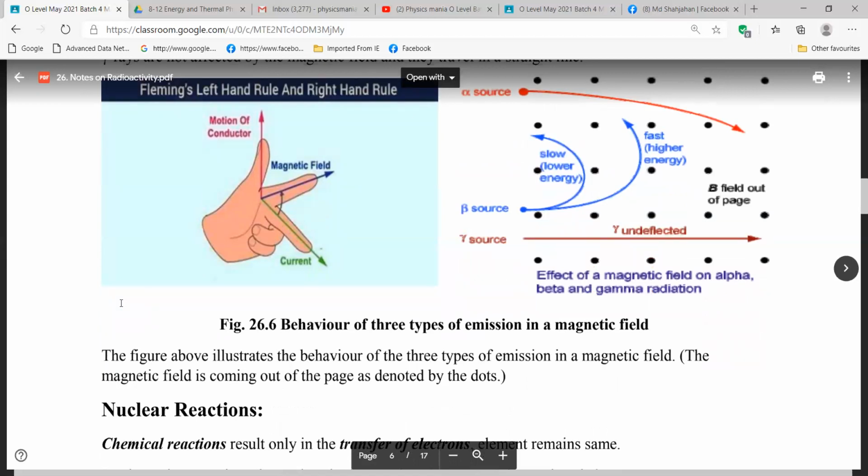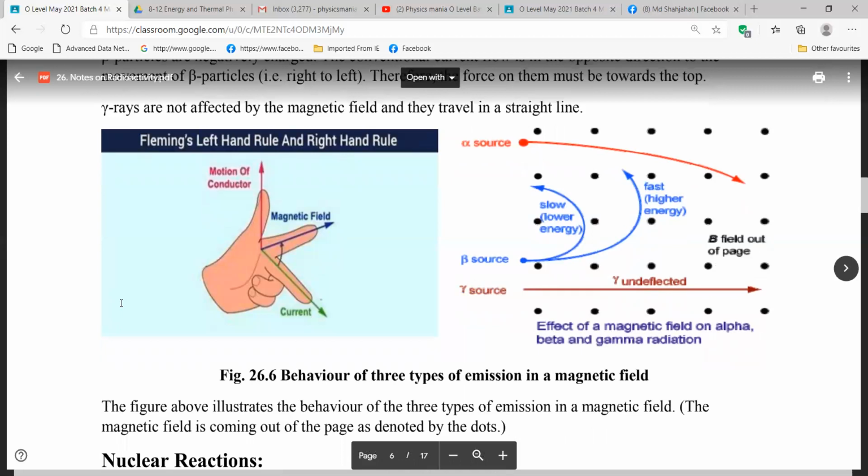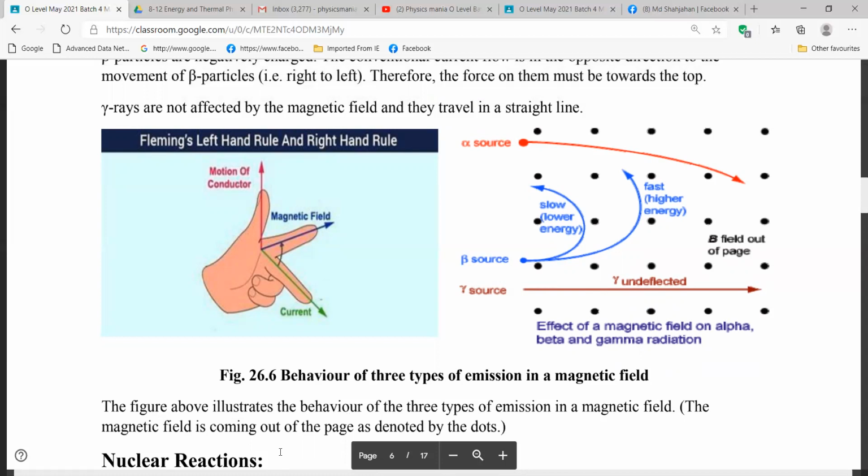Yes, sir. So you draw this diagram, then write this information also, that the points are showing magnetic fields out of the page. Sir, right side diagram we finish drawing.